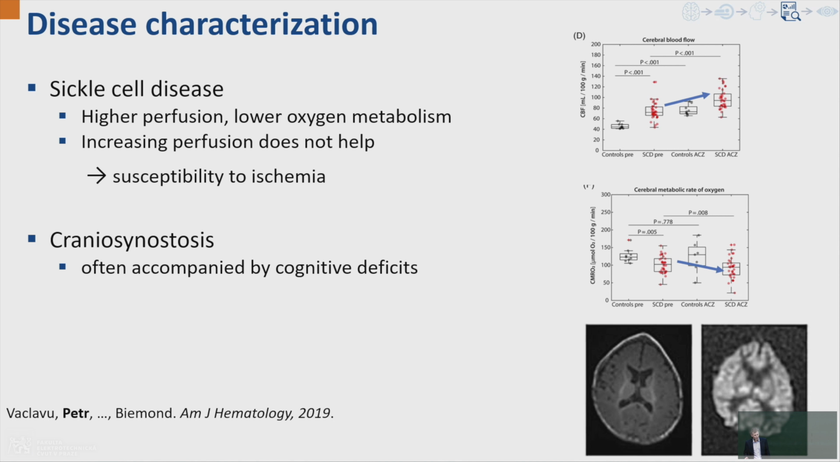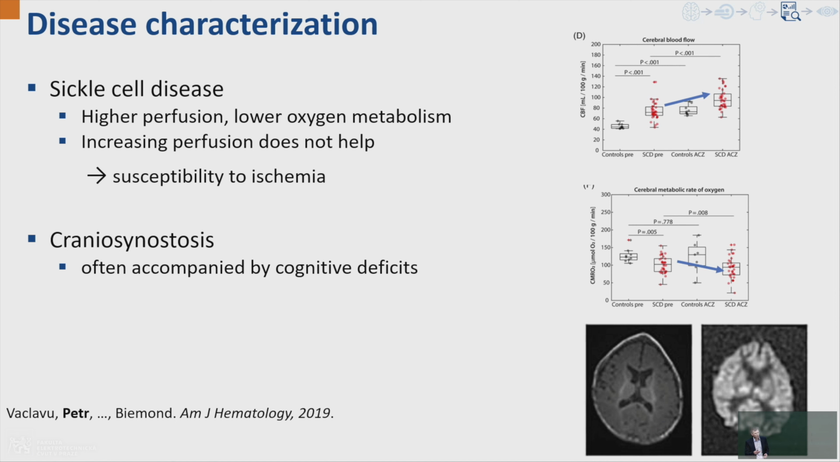A second example is craniosynostosis. So this is a genetic disease that leads to children having skull deformations, like pointy heads. And traditionally it was thought that because the skull is deformed, it creates a pressure in part of the brain.